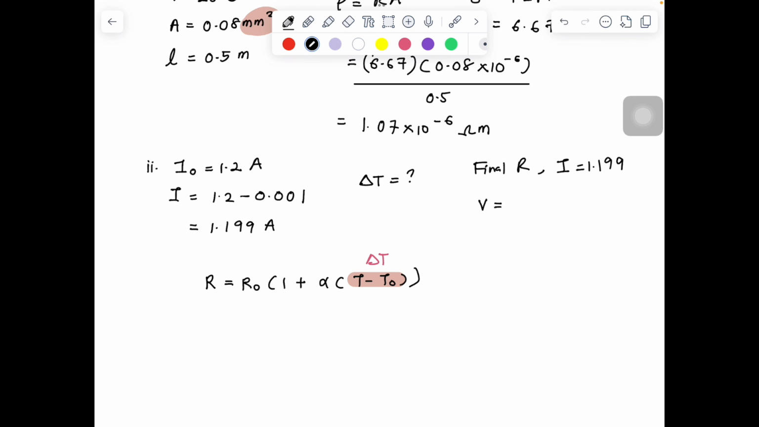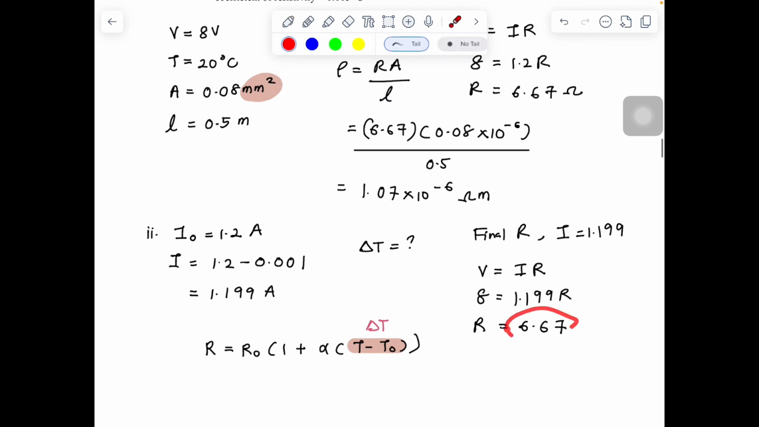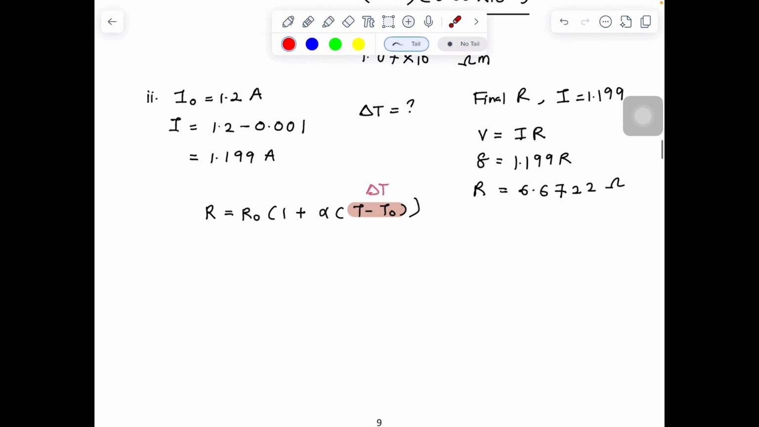So guna je formula yang sama tadi. Voltage tetap sama, voltage tidak berubah. I 1.199. So resistance will be equal to 6.67. Okay, kalau kita buat macam ni, perbezaan dia sedikit saja dengan yang di atas. So what we do is kita ambil 6.6722 ohm. Okay, because the difference is very small, it's not that significant. So ambillah 4 untuk membezakan.